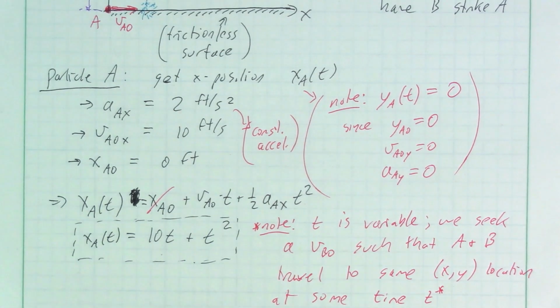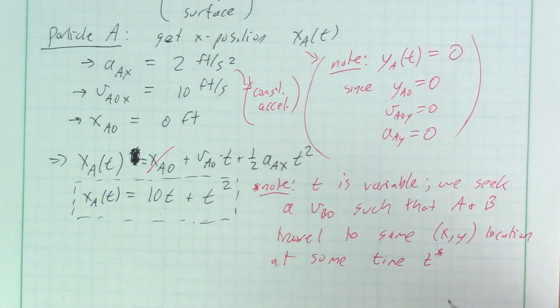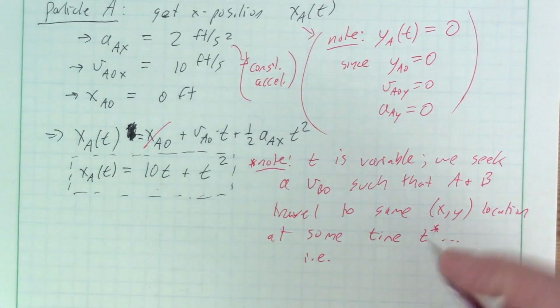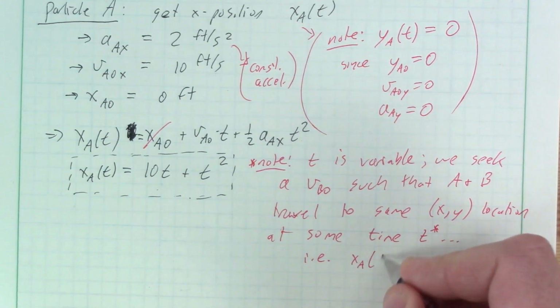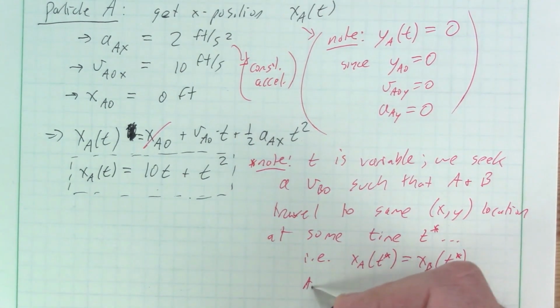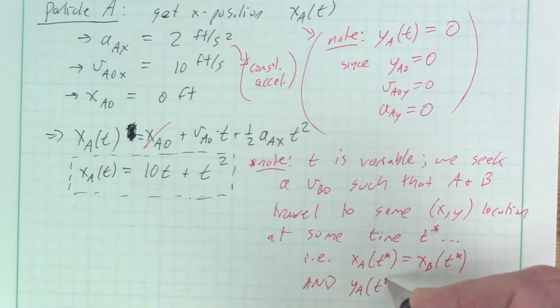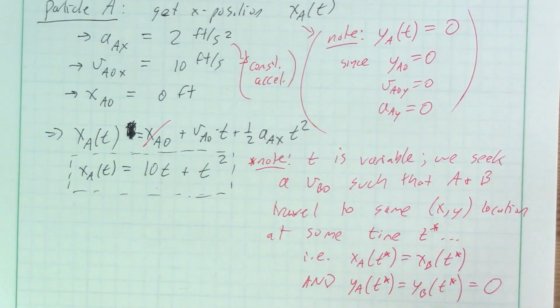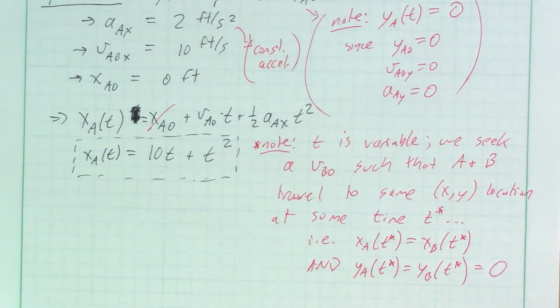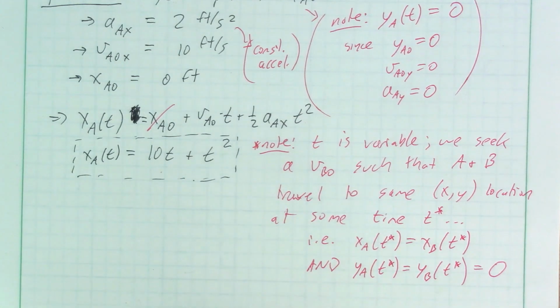And it's an important time, so we give it a t star. We don't know what it is yet, but it's at some point. So what we're saying here, that is, i.e., is that we're seeking to have x_A at t star equal x_B at t star, and at that exact same time y_A equals y_B, which have to equal 0, because y of A is always 0. They're going to meet on that surface somewhere. So having it down in terms of the mathematical relations really hones in on what we're actually trying to do here. Okay, so that allows us to now move on to particle B.